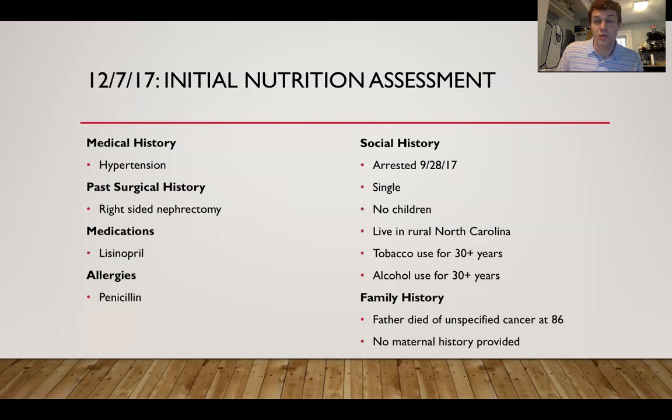He said he smoked over 10 cigars a day and has been an alcoholic for a large portion of his life. And the combination of tobacco and alcohol together is the most potent combination. When you combine those two, you have the highest increased risk for developing any kind of oral cancer. So that's a pretty bad combination. Family history: his father died of an unspecified cancer at the age of 86, and there was no maternal history provided.